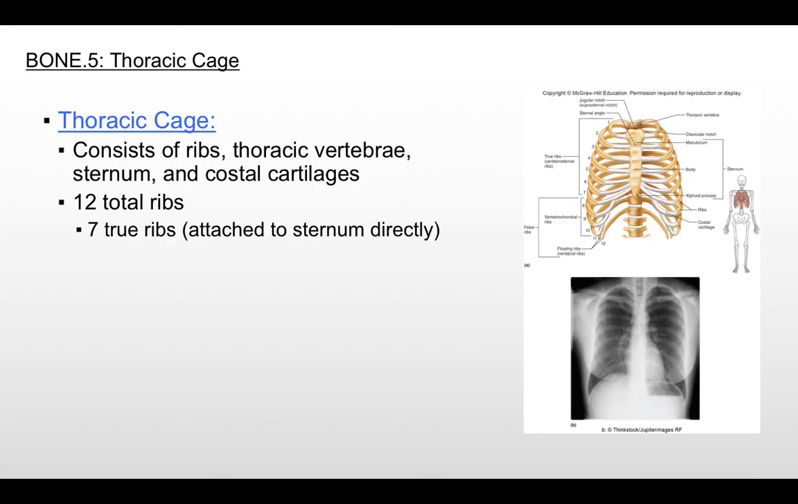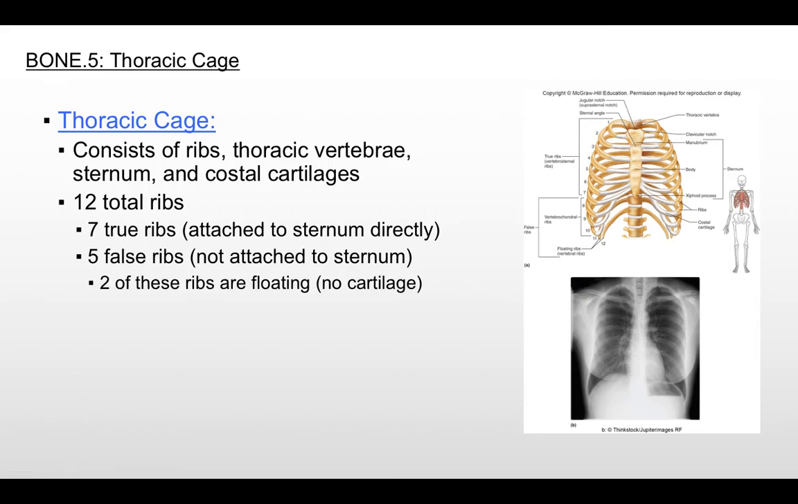The first 7 pairs are known as true ribs because they attach directly to your sternum. Sternum being this big flat bone here. So 1, 2, 3, 4, 5, 6, 7. They all attach right to it. After that, the other 5 pairs are known as false ribs because they either attach to other cartilages, like this rib here, or they're just out floating. The last 2 ribs do not have costal cartilage at all, and they're known as floating ribs.